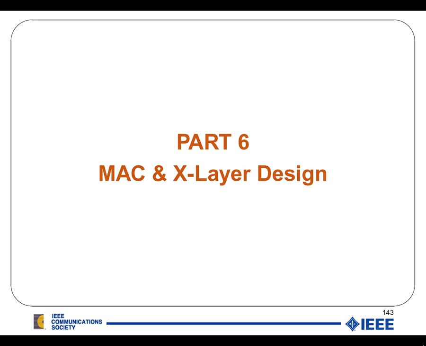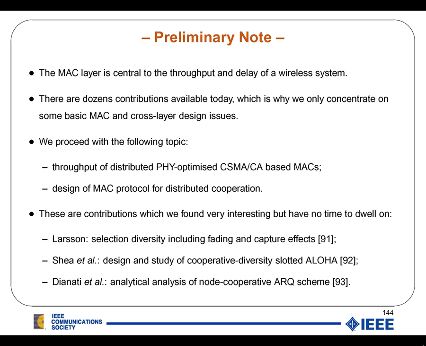The sixth part of this tutorial deals with medium access control and cross-layer design with a physical layer. The medium access control is really central to the design and throughput of any wireless systems because it controls the way the medium is accessed by the various competing entities. Dozens of contributions are available today on both the basic MAC as well as the cross-layer designed MAC as well as the distributed cooperative MAC.